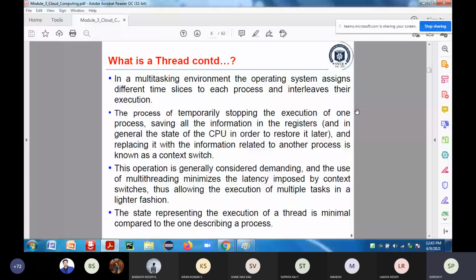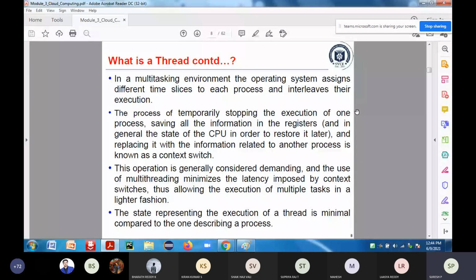So what is a context switch? It is the process of temporarily stopping the execution of one process. When stopping the process, I have to save all the information in the registers and in the general state of the CPU, so that later I can restore everything to normal again, and replace it with the information related to another process. This is called a context switch.